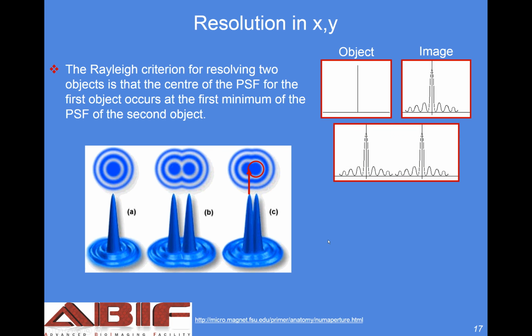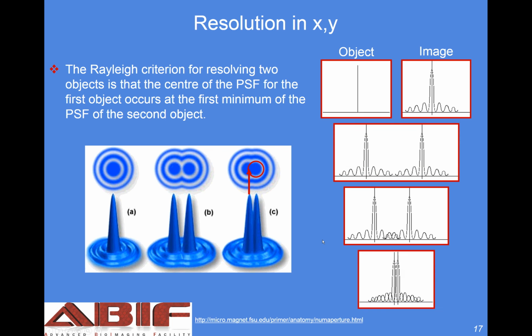And this is just another representation of the same information, looking at a cross-section through this peak. So you can see the direct light that's not diffracted from the point source, and then the first, second, and third order diffraction bands. And you can see as these two objects move closer together, those diffraction bands start to overlap, and we really can't go any closer than that first minimum of the second object in order to resolve the two objects.